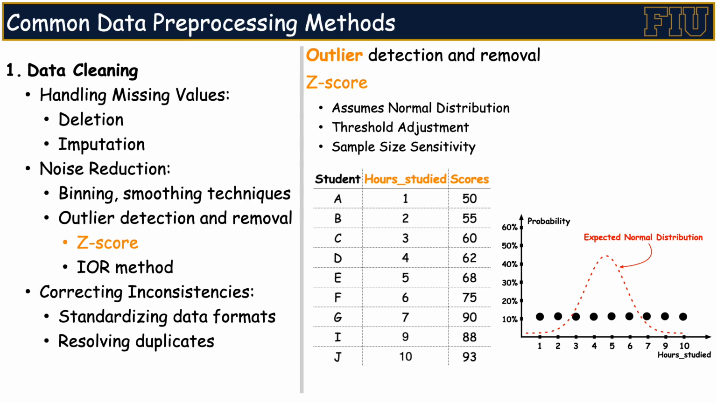So, why doesn't this dataset's distribution match a normal distribution? The reason is that there are too few data points to accurately represent a normal distribution. This is another drawback of using z-scores. They are very sensitive to the size of the dataset.